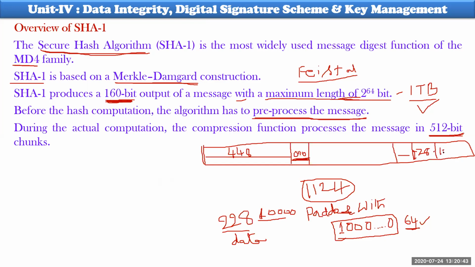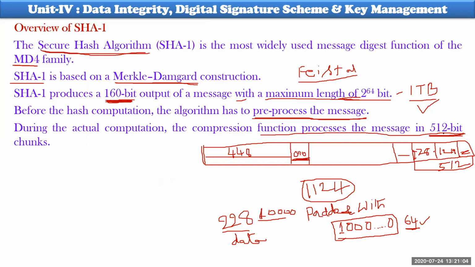Then it is followed by 219 bits, and then the 64-bit length. So totally it will be 512 bits here. I'll give you a very good example at the end of this particular session, then you can understand what exactly this is. So this is the process of pre-processing.